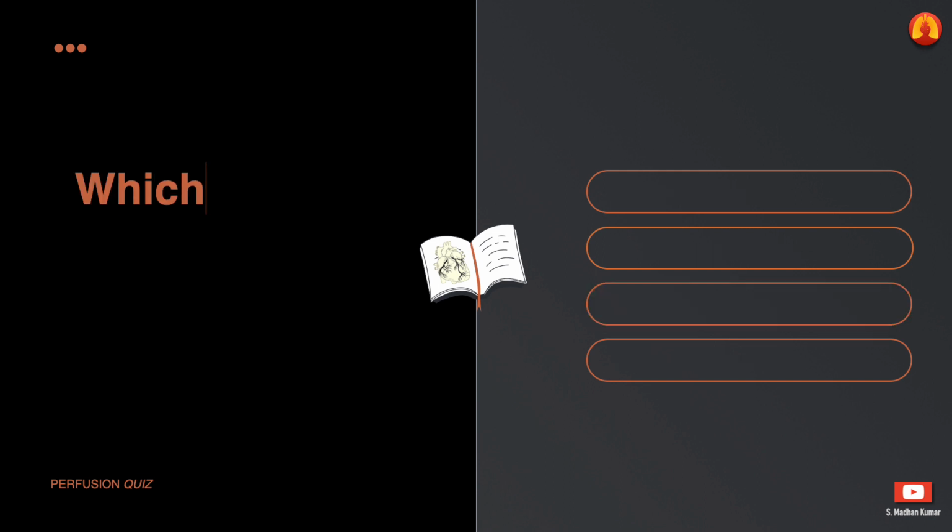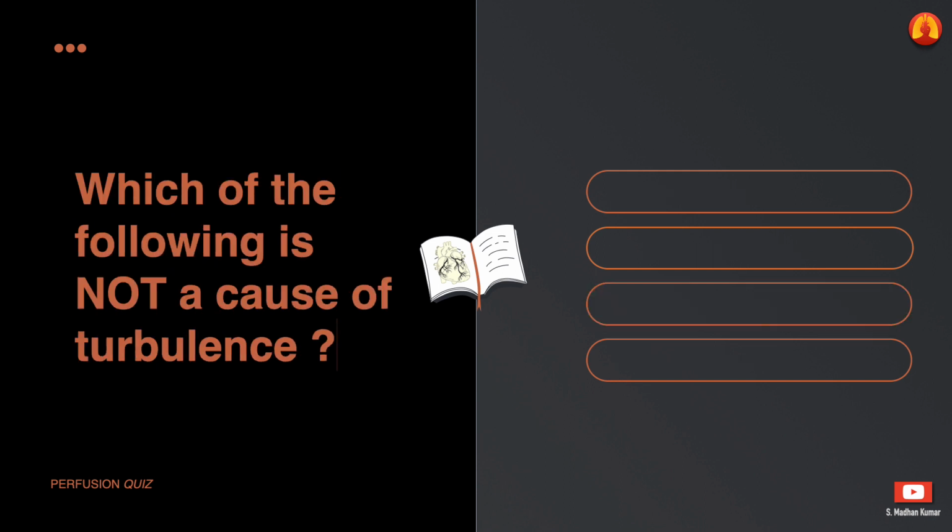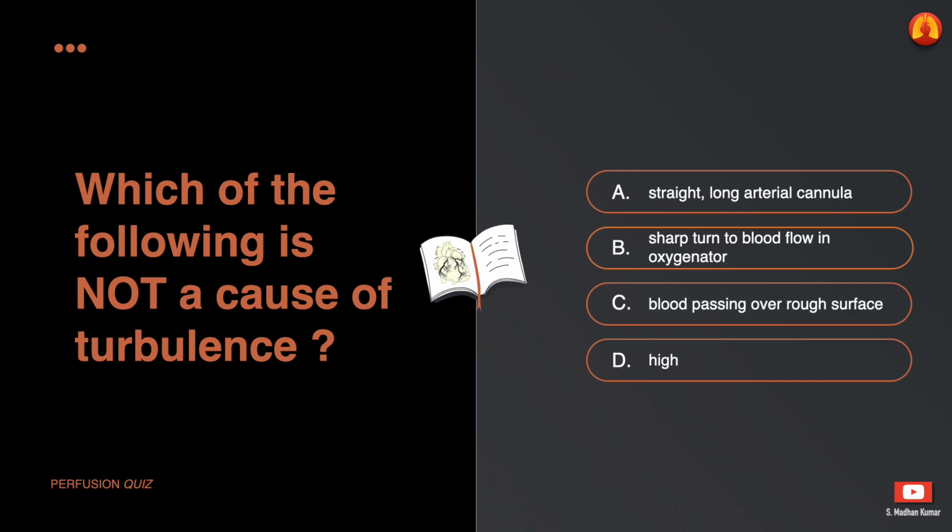Which of the following is not a cause of turbulence? A. Straight, long arterial cannula. B. Sharp turn to blood flow in oxygenator. C. Blood passing over rough surface. D. High blood velocity. The correct answer is, straight, long arterial cannula.